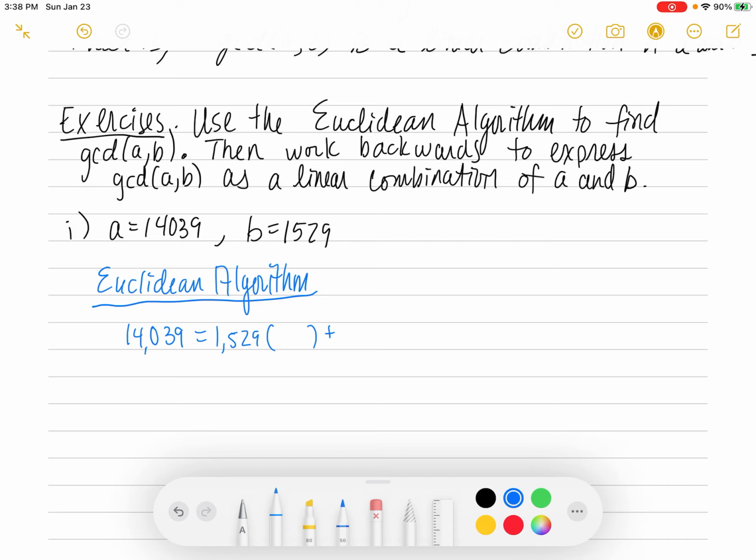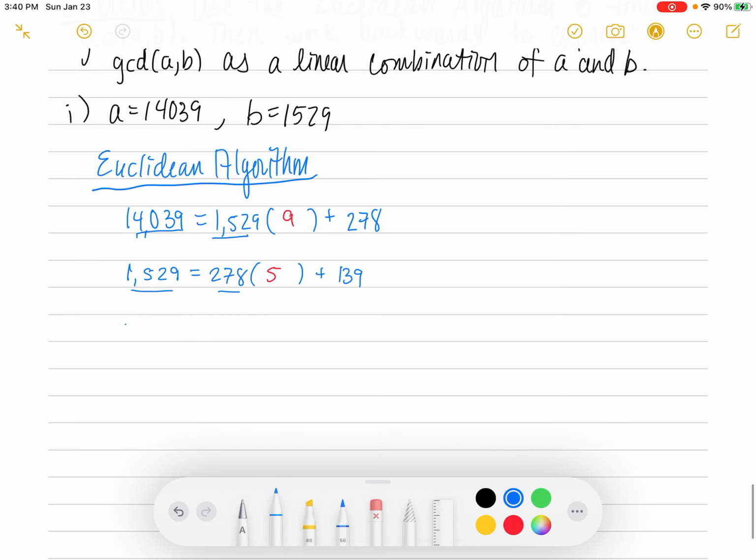So let's see. 14,039 divided by 1,529. I get a quotient of 9 plus a remainder of, let's see, 14039 minus 1529 times 9, 278. All right. So I'm underlining these numbers. I'm going to take 1,529 and divide my new remainder, 278, by it. I'm going to get a quotient and a remainder. So 1,529 divided by 278 gives me a quotient of 5 and a remainder of, let's see, 1,529 minus 278 times 5. Get a remainder of 139.